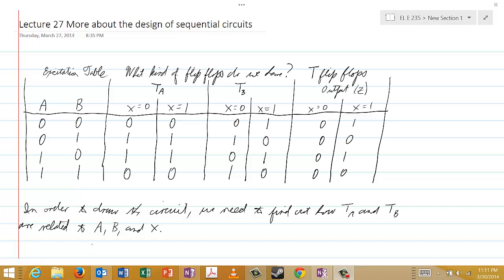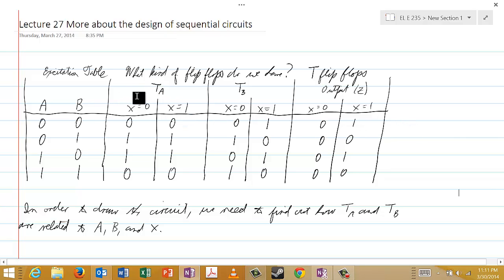And in this case, we were assuming that we were working with T flip-flops. And so we had arrived at the excitation table shown here by the time that we finished Lecture 26. But we wanted to go all the way to the point of showing the appropriate circuit, so we still have just a little bit more work to do.